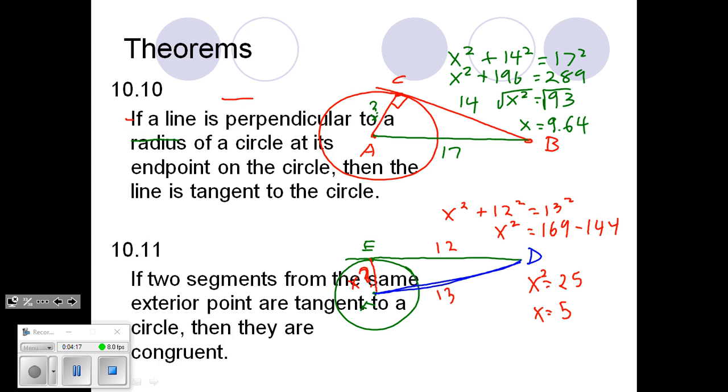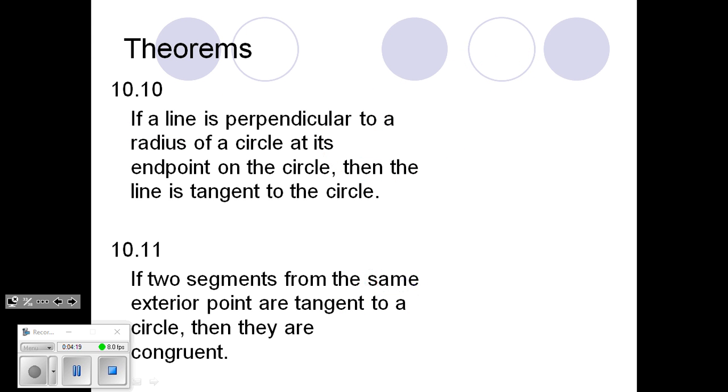Another way to look at this tangent line is if a radius makes a 90-degree angle at a point with a line that is connected at this point, so here's my line and this makes a right angle, then that line has to be tangent to the circle. So it's kind of just a converse of our last statement. Converse is just switching the if-then statement around.